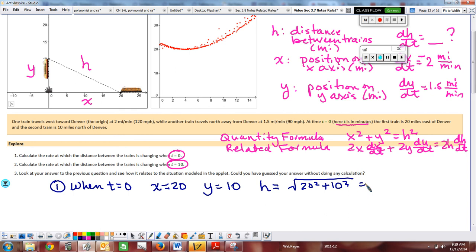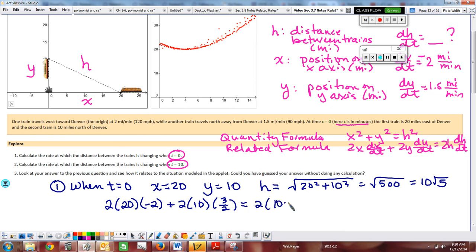All right, so that's going to be the square root of 500 or 10 square root of 5. So I get all my values, and I'm going to take my related rate formula and plug in what I know. 2 times 20 times dx/dt, which was negative 2, plus my 2y times my dy/dt, which was 1.5. I'm going to write it as 3 halves because that'll make it easier to calculate. And then equals the h that we just found, 10 square root of 5, times dh/dt, which is what I'm trying to solve for.